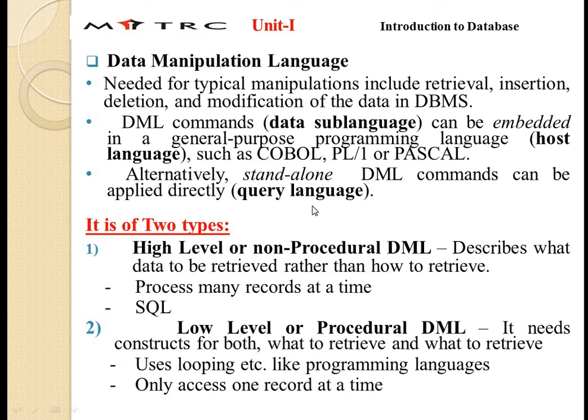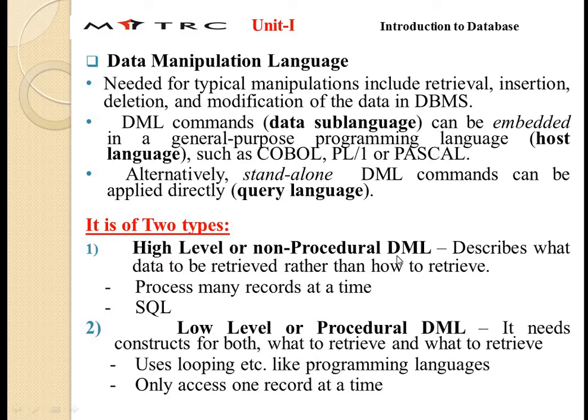Now when we say about the types of the DML, for the different types of applications or purposes or characteristics that the DML specifies, we come to the point that DML is of two types, high level DML and low level DML. High level is also called by another name, that is non-procedural DML, and the second type, that is low level, is also called the procedural DML.